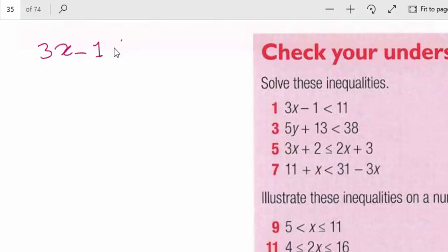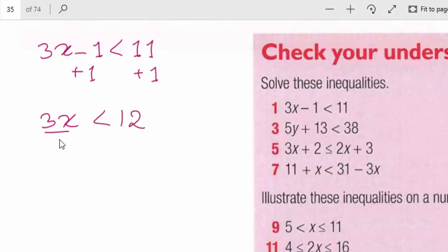3x minus 1 is less than 11. Since we want to solve, it means we need to have x alone on the side. Then we need to get rid of this 1 here, so plus 1 on both sides. You see 3x is less than 11 plus 1, which is 12.